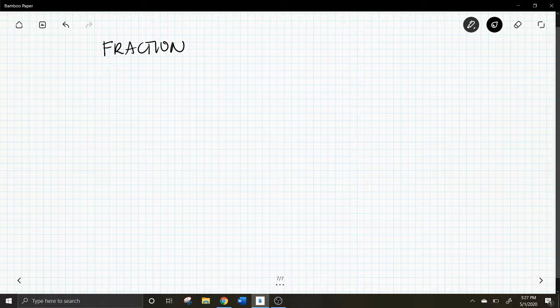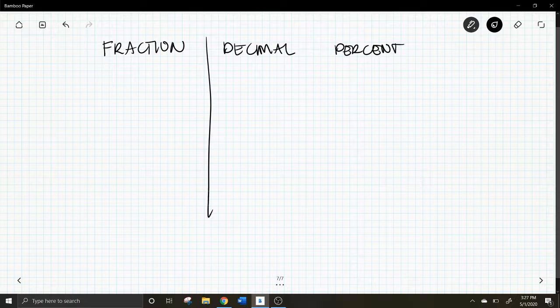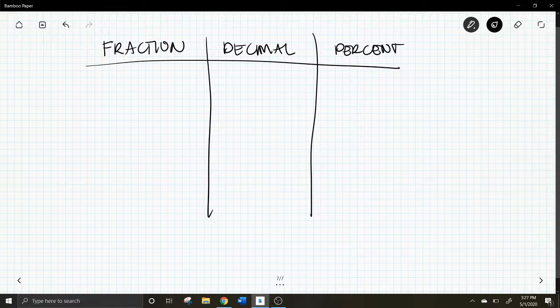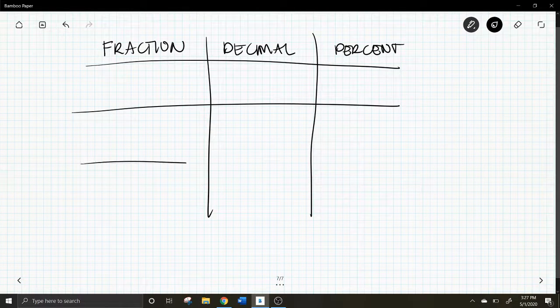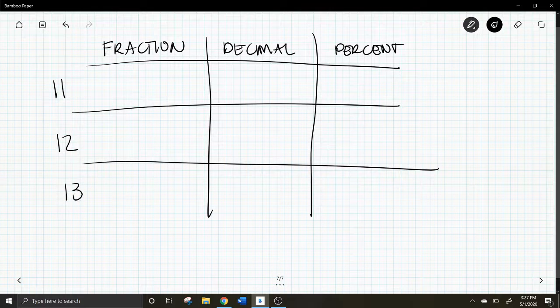So you'll notice numbers 11, 12, and 13 involve the fraction, decimal, percent box, where you just convert into those three categories. So this will be number 11, number 12, and number 13. So let's do number 11 first. They give you the fraction is 2 1/5. You need to find the decimal and the percent.